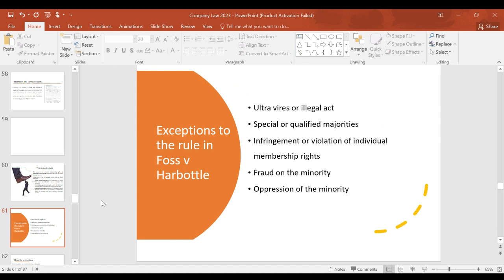So the principle in Foss versus Harbottle has several exceptions, which include ultra vires or illegal acts. Now, we will talk about ultra vires acts in our second last chapter, when we'll be looking at ultra vires acts of a company. Ultra vires acts of a company come through the memorandum of association.